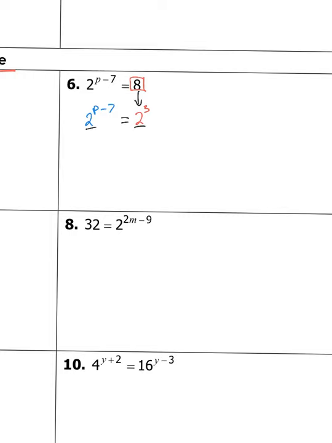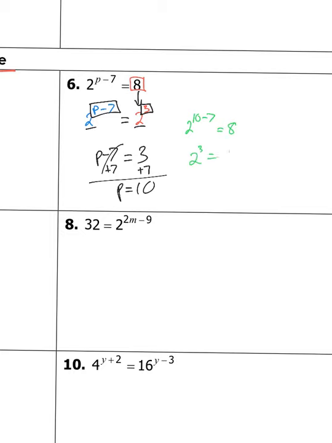But what I have done is made the same base on the right and the left side of the equation, which means p minus 7 has to equal 3. And I get p equals 10. Let's just check our work. If I put 10 in for p, I get 2 to the third equals 8. That is correct, so I am good.